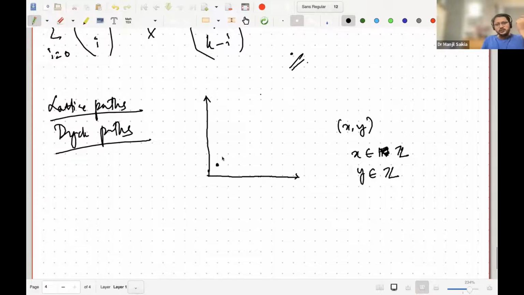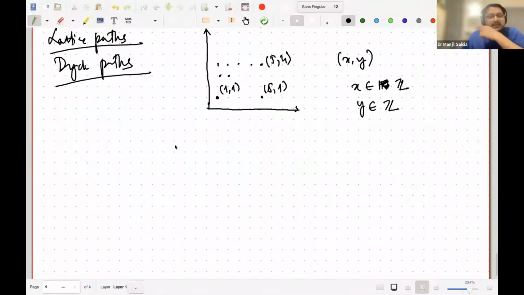So for example, this point is (1, 1), it is a lattice point. This point would be (5, 1), and this is (5, 4), which is a lattice point, and so on. So all of these dots are lattice points here. And by lattice paths, I mean paths which start from a certain point and end at a certain point, but using 2 different steps. Either it can be an east step, or it can be a north step.